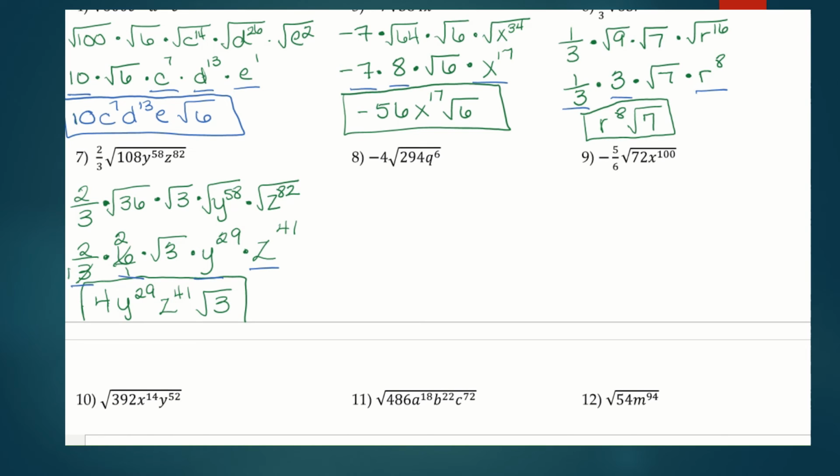So these next two I'm going to run through just a little quicker. You can take them slow and try them on your own. I just want to at least show you the work.